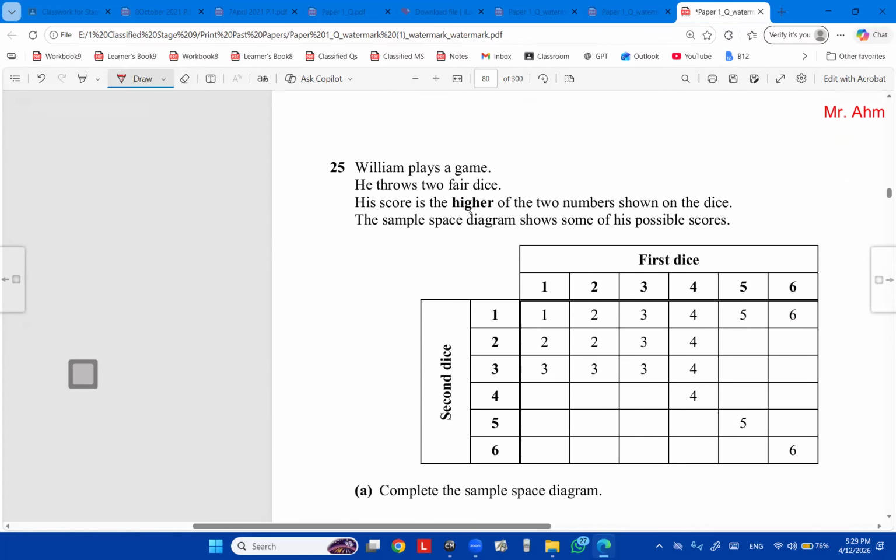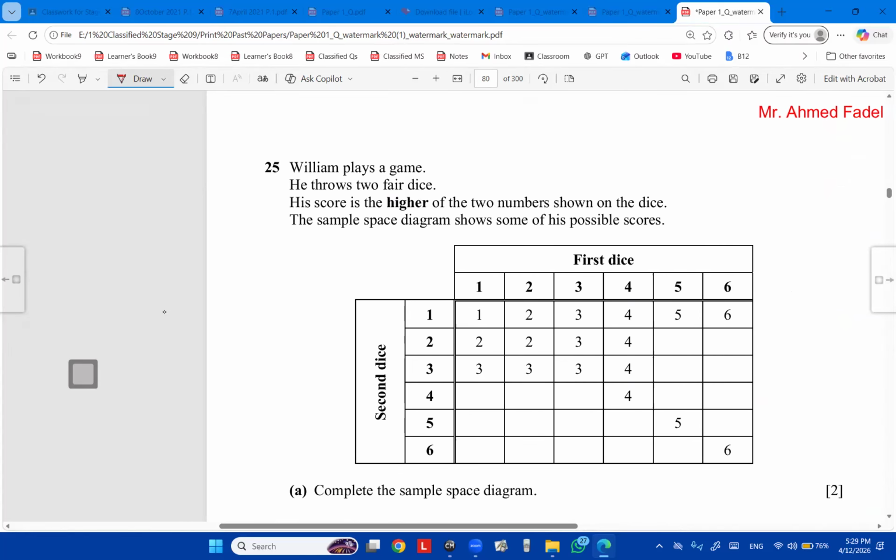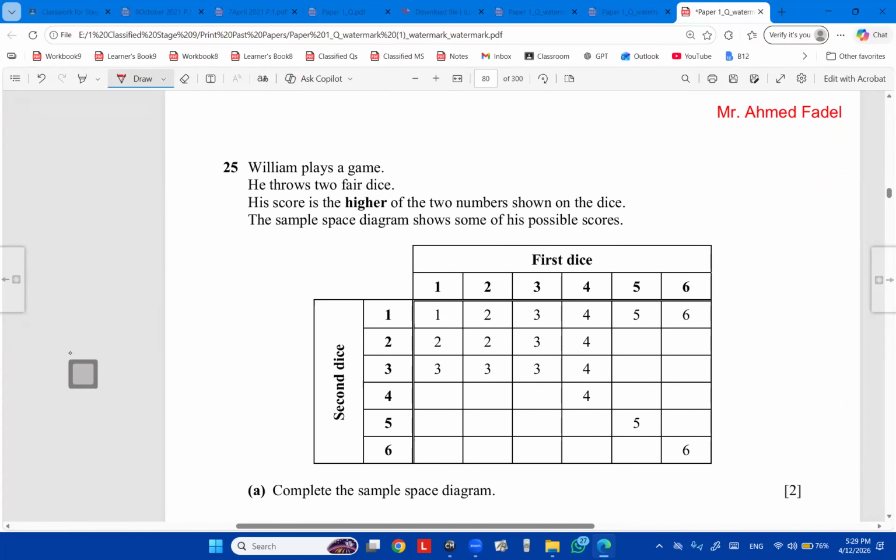William plays a game. He throws two fair dice. His score is the higher of the two numbers shown on the dice. Let me erase this. All right, so between one and one, the highest is just one, but between one and two, the highest is two. Between one and three, the highest is three, and so on. Between two and five, the highest is five. Between two and six, the highest is six. Between three and five, also the five, and here also the six.